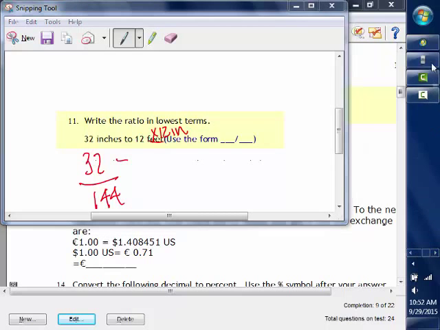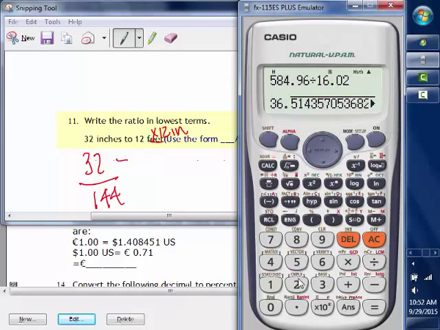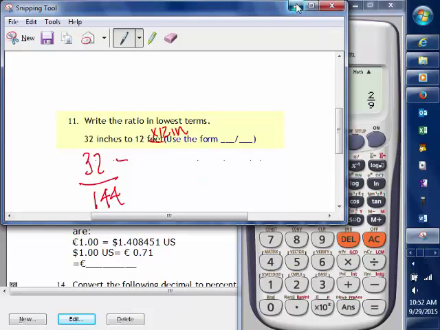So on our calculator we would press 32 fraction 144 equals, and our ratio is 2 to 9.